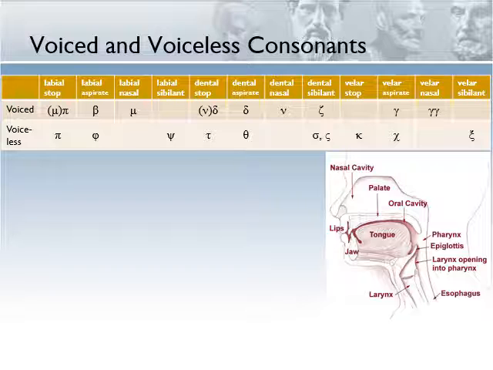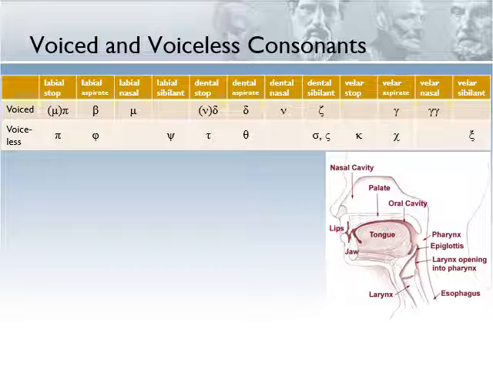Those would be consonants like pi, beta, mu, phi, and psi. These are all labials. I think I said delta, which should actually be a dental, but pi, beta, phi, mu, and psi are all labial consonants which either stop or limit the breath at the lips.